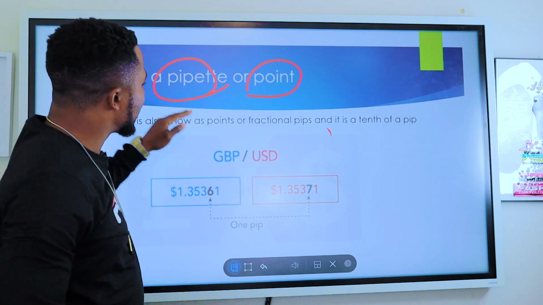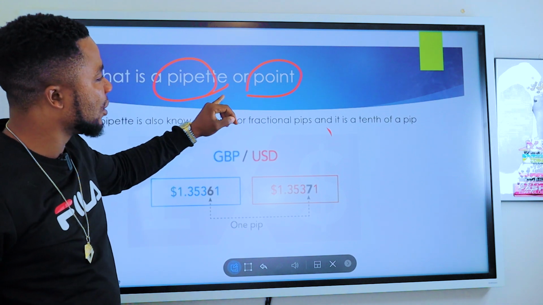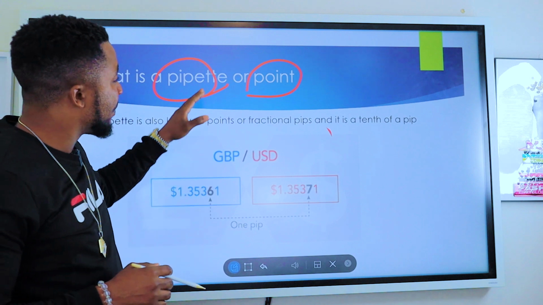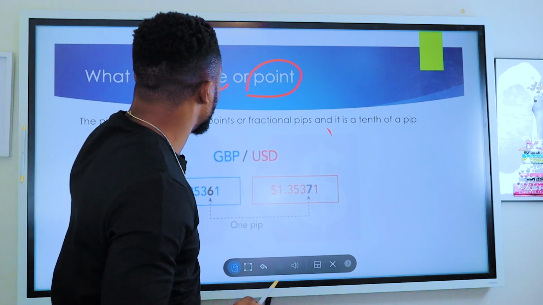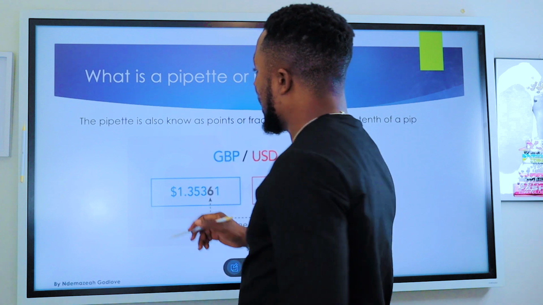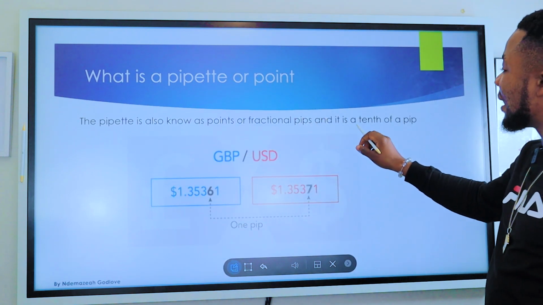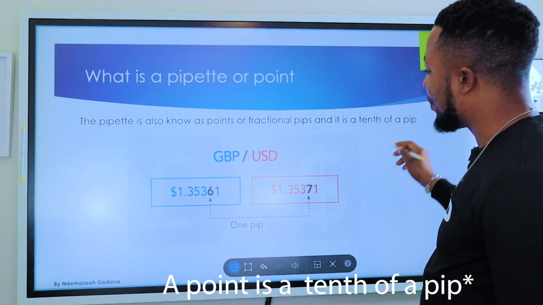All right. So the smallest movement in the Forex market is called the pipette or the point, or the fractional pip. So a pipette or the point is also a fractional pip. That is why I said here, the pipette is also known as points or fractional pips, and it is a tenth of a pip.